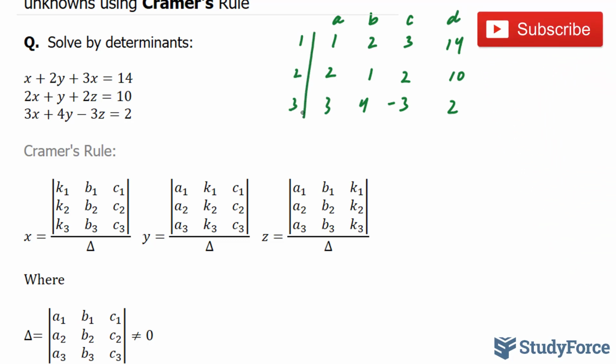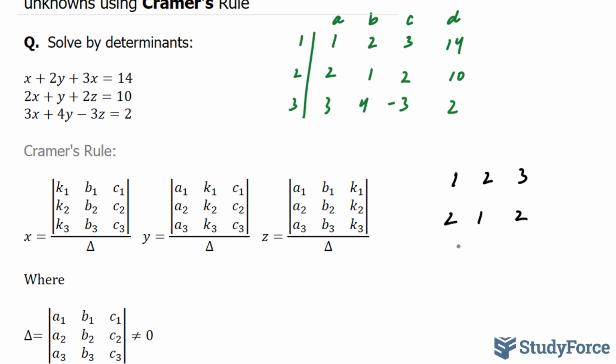The next thing that I'll do is find out what my determinant is for A, B, and C, which will represent delta. And to find what that is, what I have to do is rewrite the first two columns A and B right beside C. Let me show you what I mean. So right now, it would look like this: 1, 2, 3, 2, 1, 2, 3, 4, and negative 3. And we'll rewrite these two columns right here. I'll use another pen. 1, 2, 3, 2, 1, and 4.